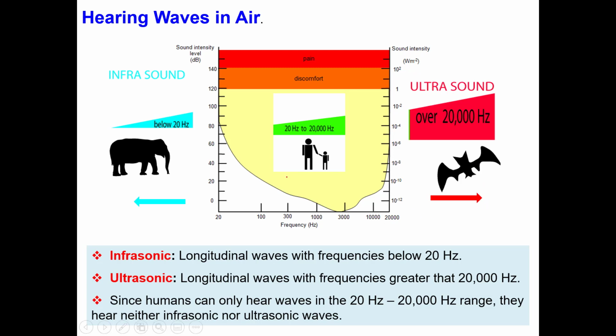In the next presentation, we will discuss what sound intensity is and why it is important. But now remember, humans can hear a particular region of frequency. We can hear from 20 hertz to 20 kilohertz.